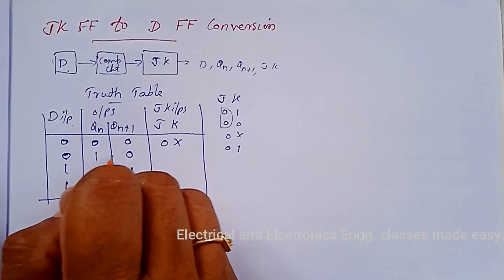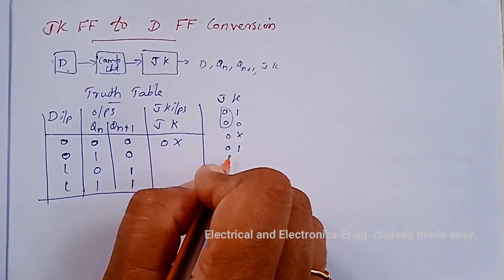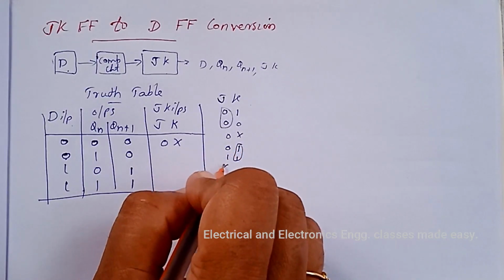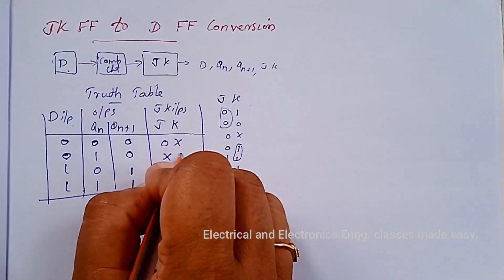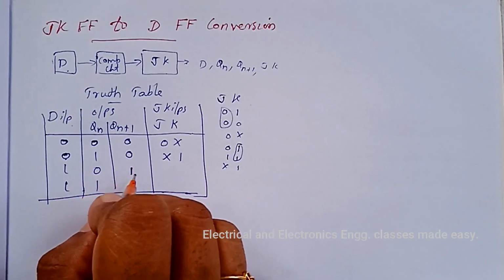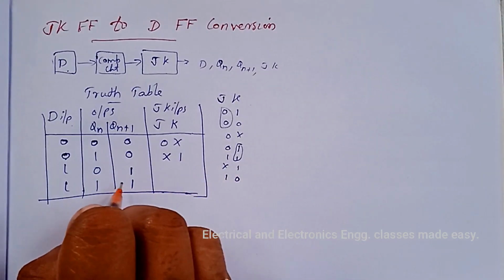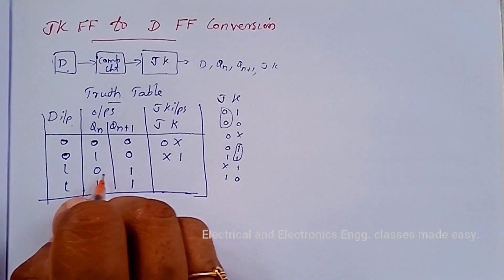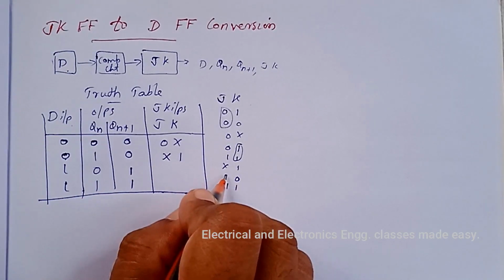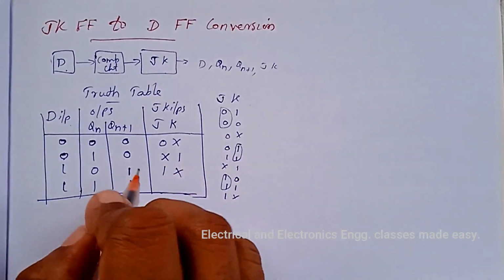And here these outputs are changing. So toggling condition in JK means the JK inputs are 1 and 1. That is we get a don't care, 1. Don't care 1. Next is 1. To obtain 1, JK inputs are 1 and 0. And here also the output is changing, that is toggling condition 1, 1. That is 1 and don't care.